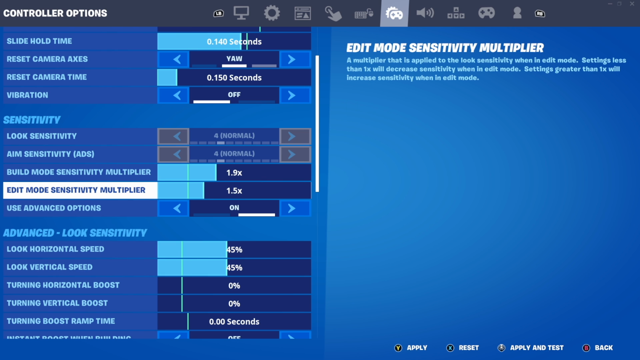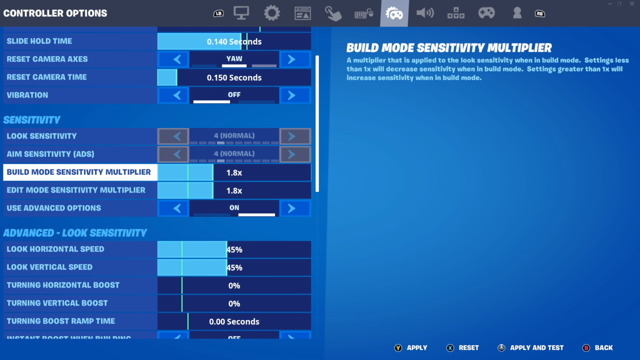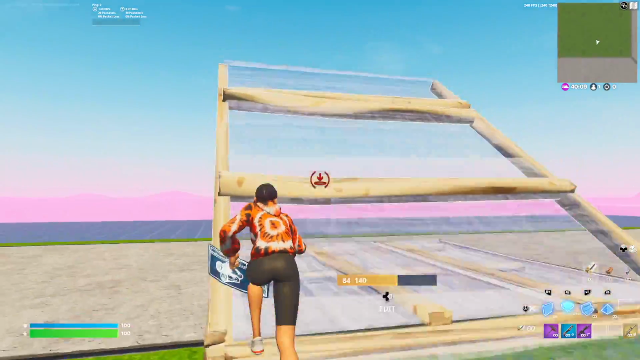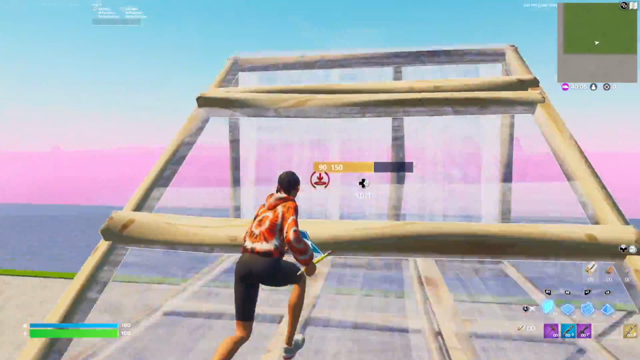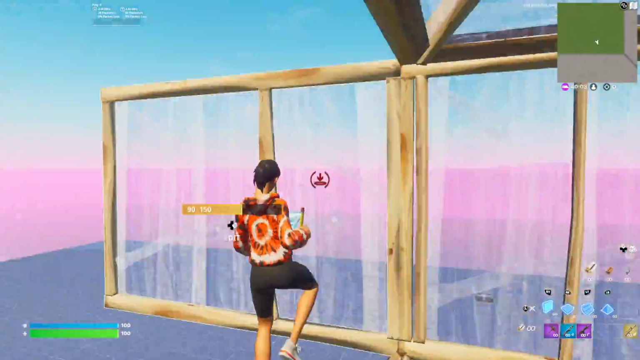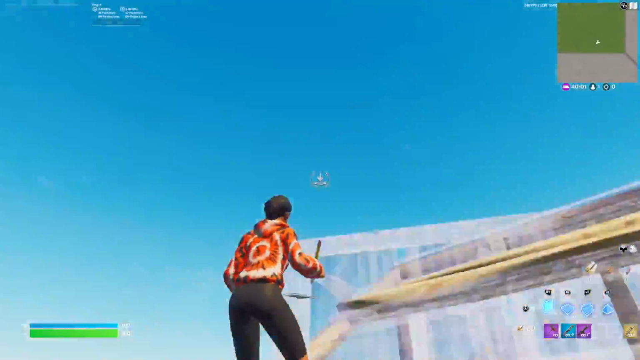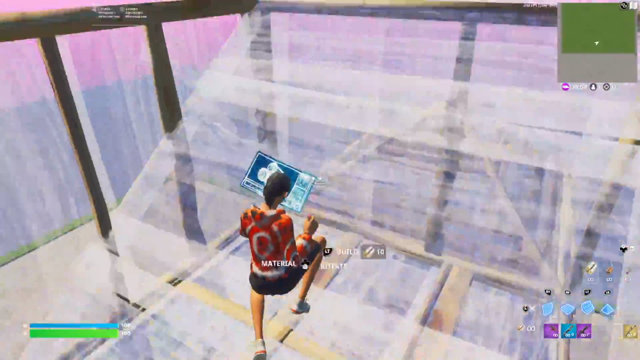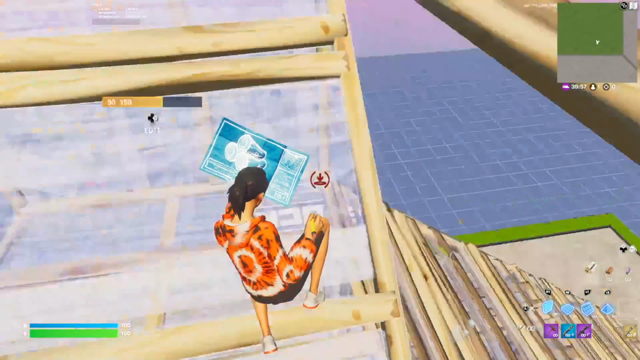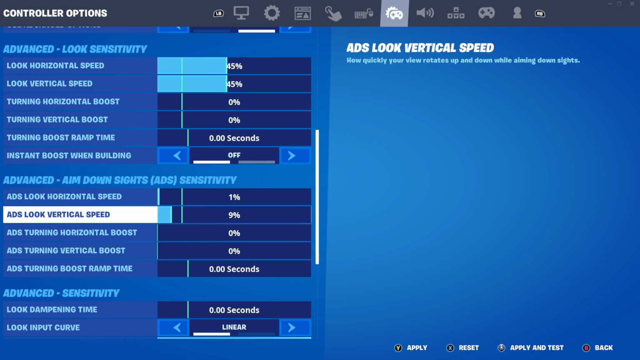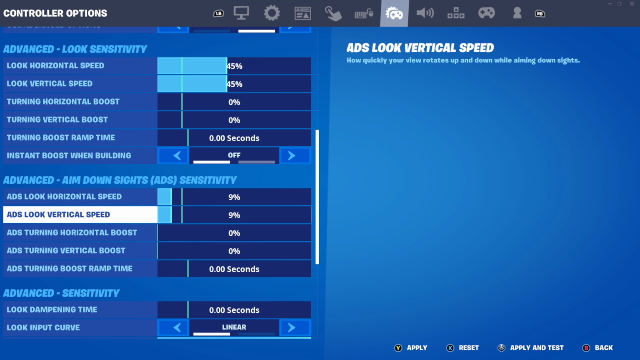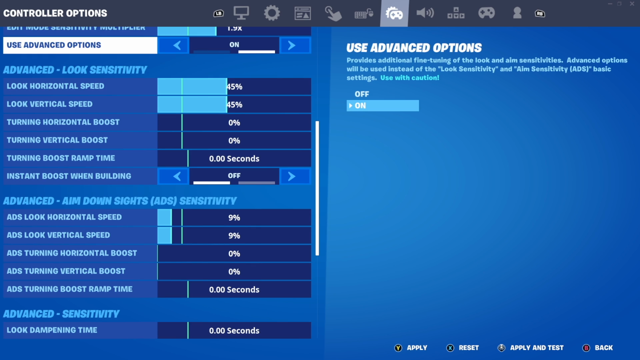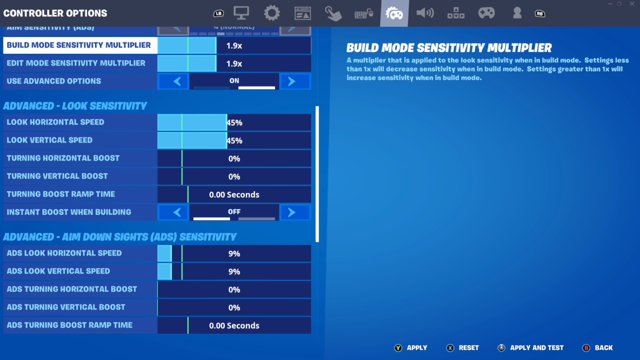For your build and edit mode, I think a 1.9x and below is going to be what I would consider a low sensitivity. And then when it comes to your aim down sights, it's going to be a 0.09, which I'll show here in just a second. But as you can see here with a 1.9x and a 45%, it is relatively low. And as I just mentioned, a 9% for your aim down sight sensitivity is going to be what I would consider low, or anything under that.